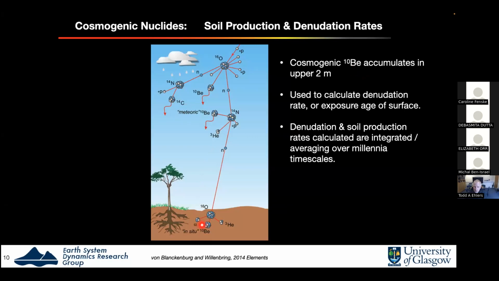Now, there's quite a bit we can do with this. Basically, this gives us a clock, where we have a more or less constant flux of cosmic rays producing these nuclides.